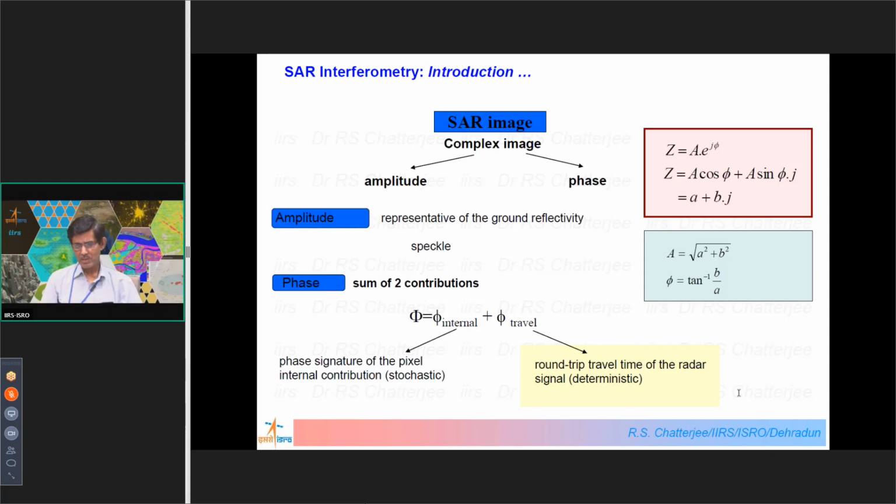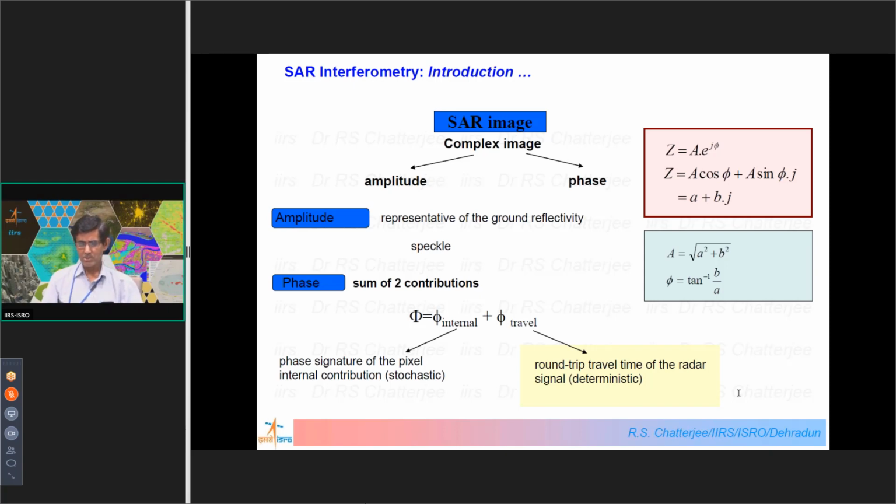Now on the right side you can see that this SAR signal is represented like any electromagnetic radiation. It is Z equals A exponent J phi, where A is amplitude and phi is the phase of this SAR signal.